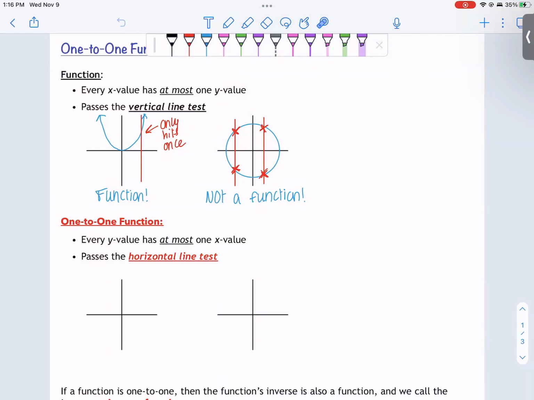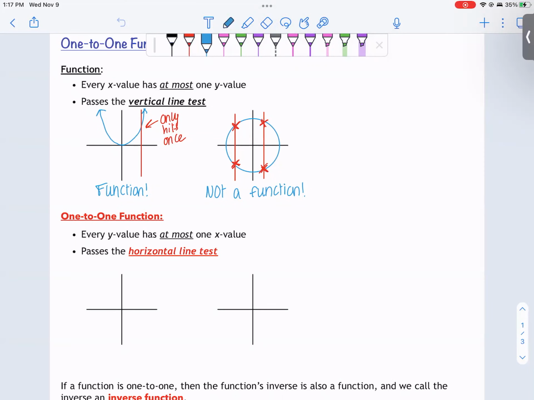So a function is one-to-one if every y value has at most one x value. And if a function is one-to-one, then its inverse is also a function. So instead of trying to pass the vertical line test, which just tells us that something is a function, we instead have a horizontal line test that tells us if a function is one-to-one. Again, if that function is one-to-one, then we know that its inverse is also a function.